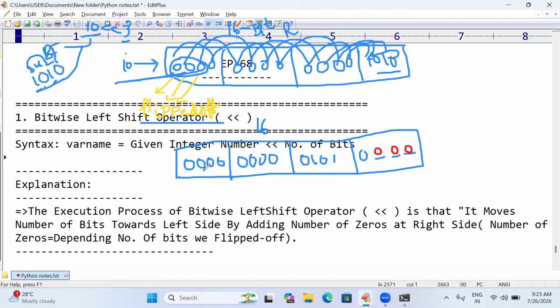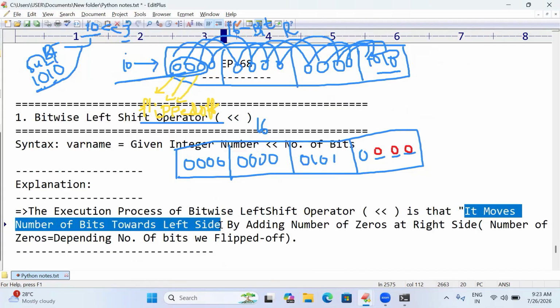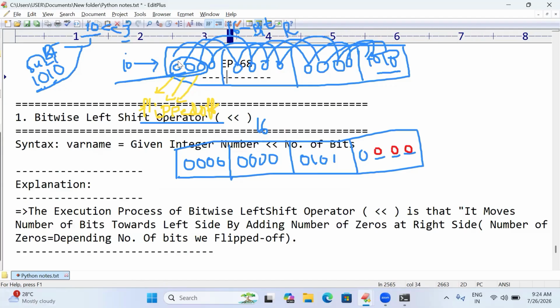See here, what we discussed: it moves a number of bits towards the left side by adding that number of zeros at the right side. So these bits have moved to the left side, and that is the reason we got empty spaces at the right side. So here we have to add a number of zeros, right? That number of zeros depends upon the number of bits we shifted. We shifted 3 bits here, so that is the reason we have to add 3 zeros at the right side.